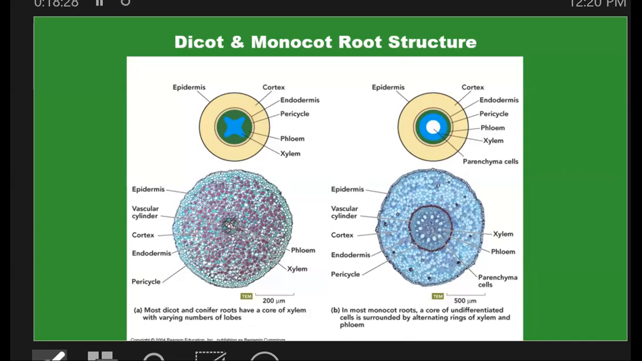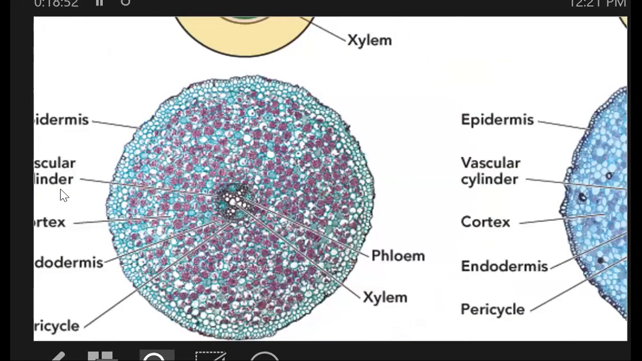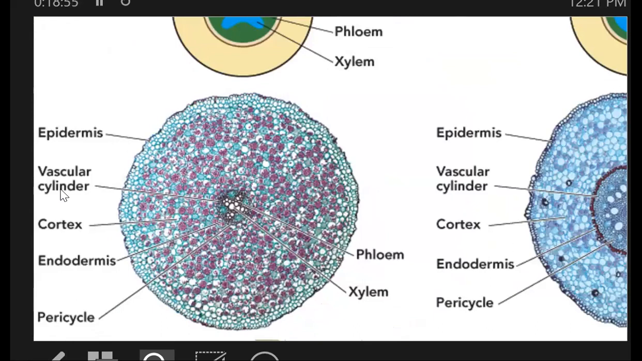So here you can see whenever you're looking at dicot versus monocot, you want to train your eye to look for the vascular tissue because they design things a little differently. So if you look at the drawing down, here's a dicot root in cross section. And you can see how the xylem and phloem are smack in the middle of the root.